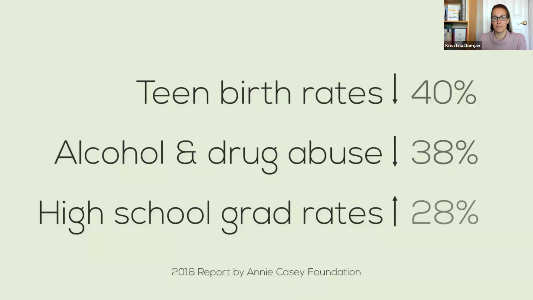Now, this is from a very interesting report in the United States by the Annie Casey Foundation in 2016. They found that over the last decade, teen birth rates in states fell by around 40%, alcohol and drug abuse dropped by 38%, and 28% of kids were graduating on time from their high schools, which means they're way more responsible.